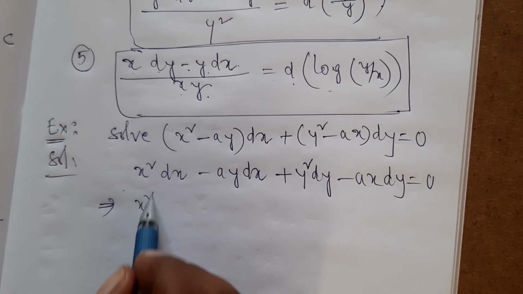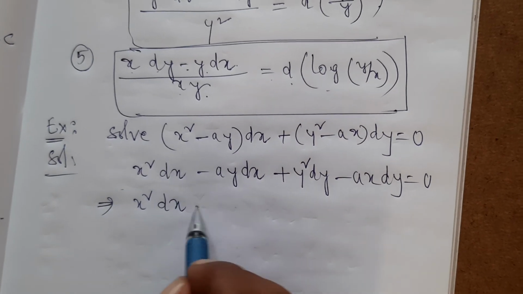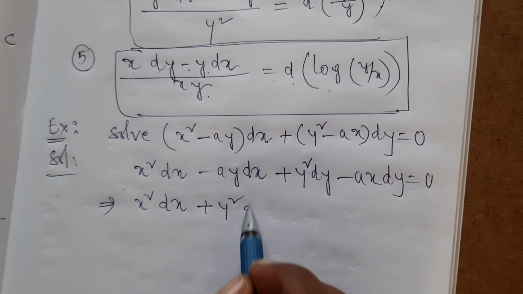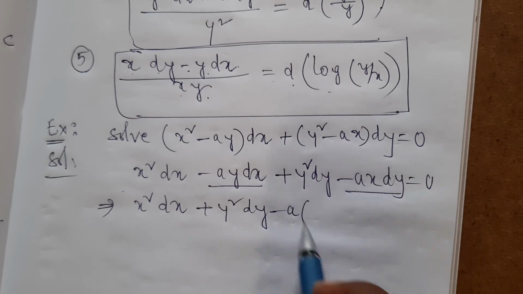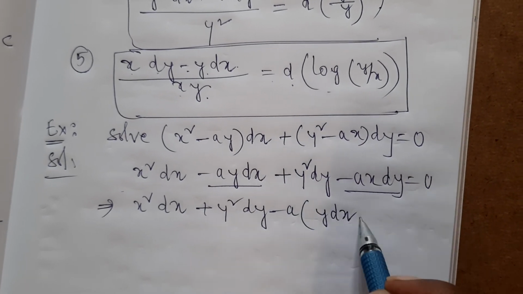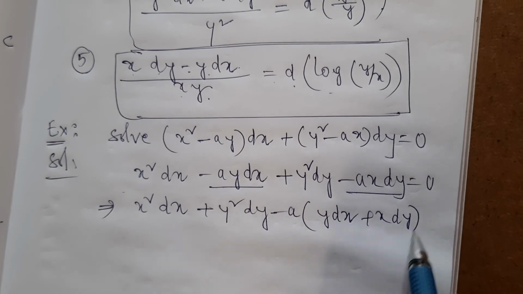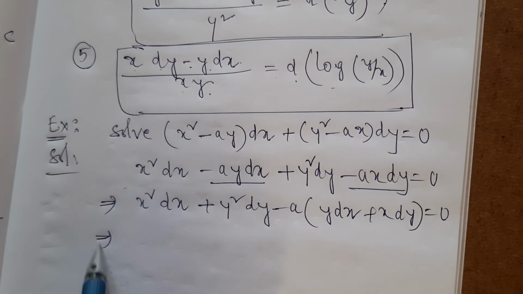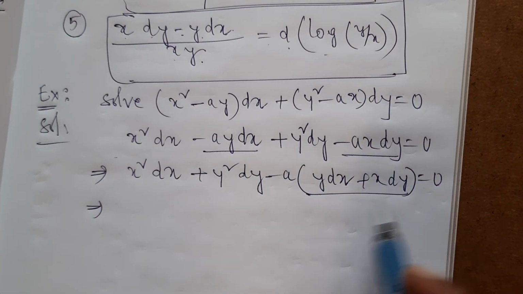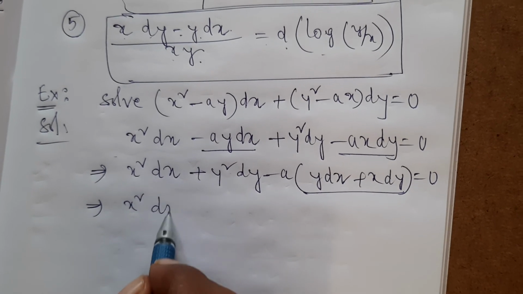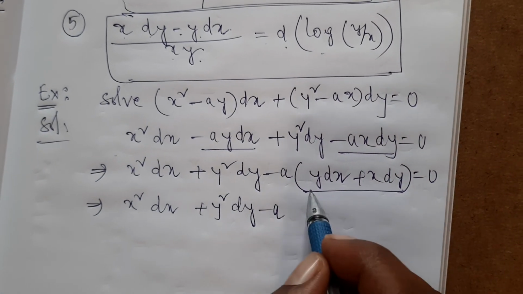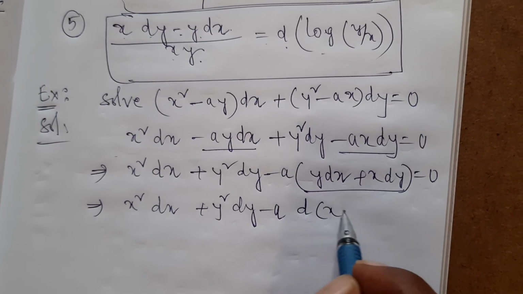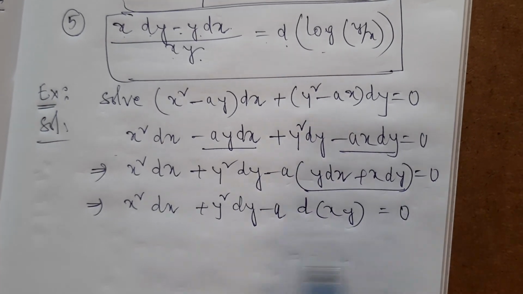Then x square dx plus y square dy. Between the other two terms you can take minus a common. If I take it common, I get y dx plus x dy. Now, how can I write this value? x square dx plus y square dy minus a into the derivative of xy equals 0.